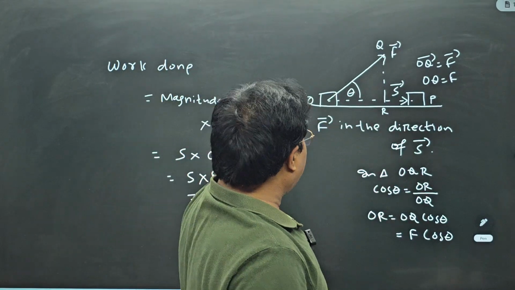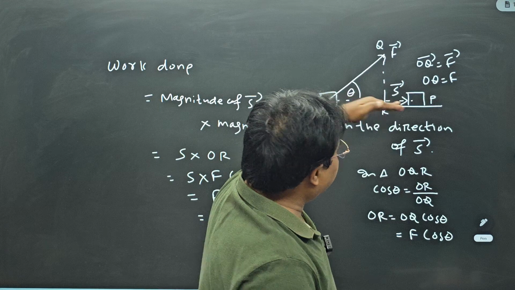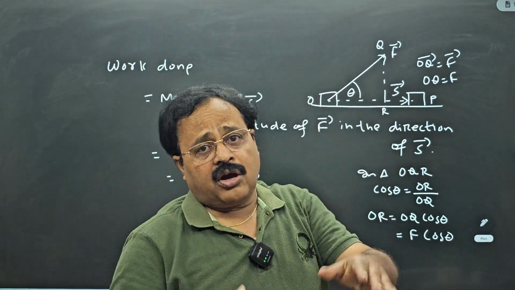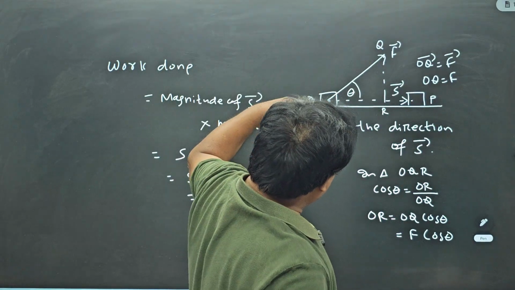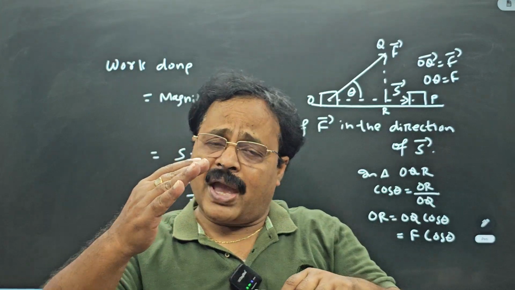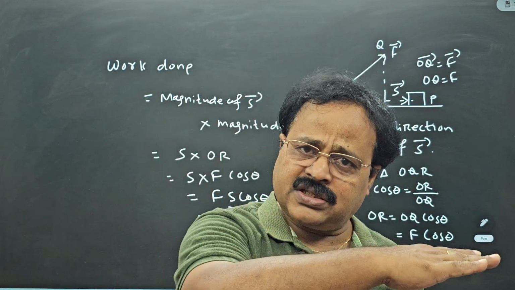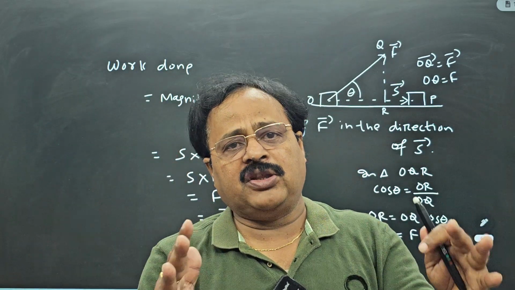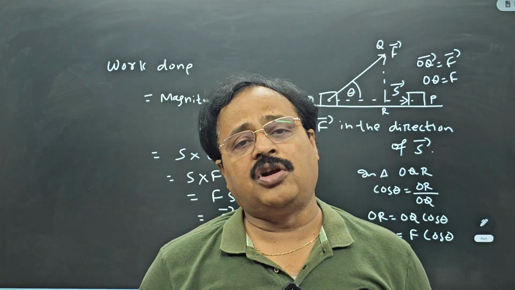You do one thing. Either you write magnitude of S into magnitude of F in the direction of S, or in the other way you can say magnitude of F into magnitude of S vector in the direction of F vector. It means you bring both in one direction. Either you bring force in the direction of S or you bring S in the direction of F. Then you multiply the magnitudes. This is how we get work done. That is the meaning of dot product of vectors.